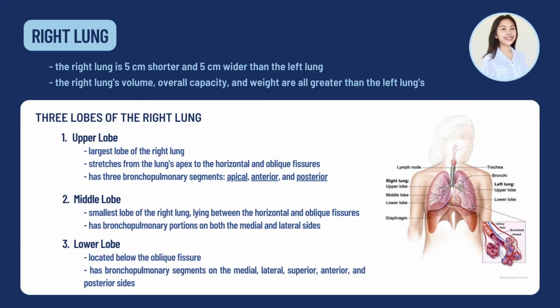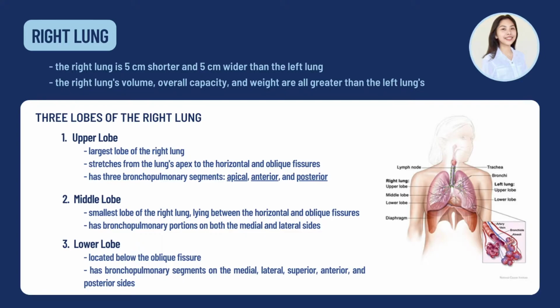There are three lobes in the right lung, namely the upper lobe, the middle lobe, and the lower lobe. The largest lobe of the right lung is the upper lobe. It stretches from the lung's apex to the horizontal and oblique fissures. It has three bronchopulmonary segments, namely the apical, anterior, and posterior segments.